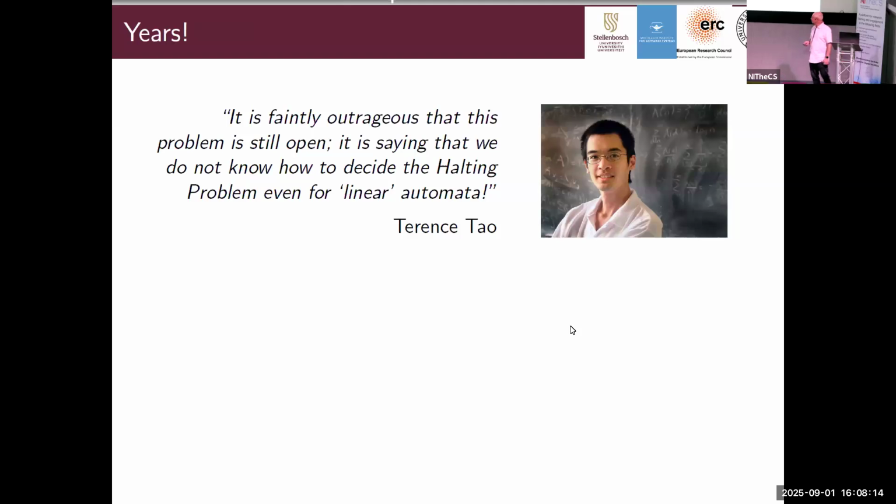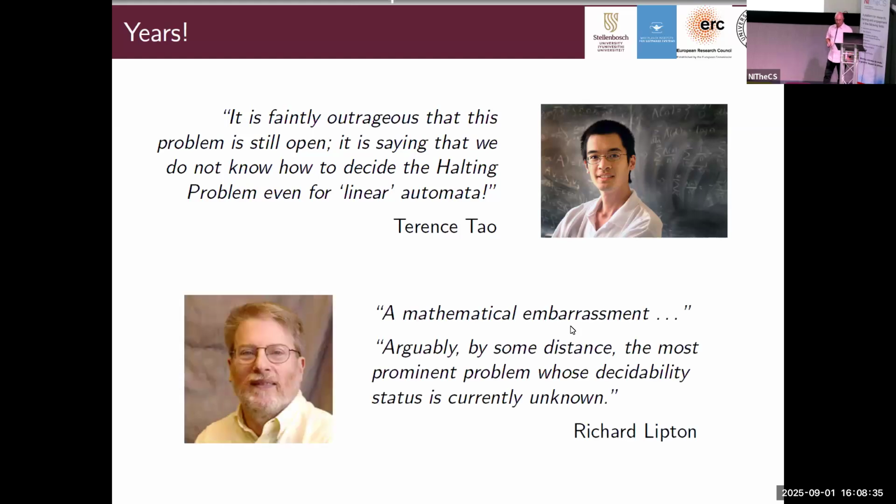And this is what we always do in academia. We find people who are smarter than us and we quote them. So here is one quote from Terence Tao, which says that it is faintly outrageous that this problem is still open. It is saying that we do not know how to decide the halting problem even for linear automata. And here's a quote from Richard Lipton, who's a professor of computer science at Georgia Tech. He's retired now. He calls this a mathematical embarrassment, arguably by some distance, the most prominent problem whose decidability status is currently unknown.